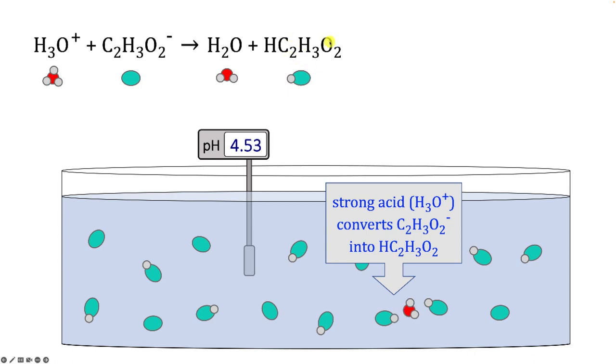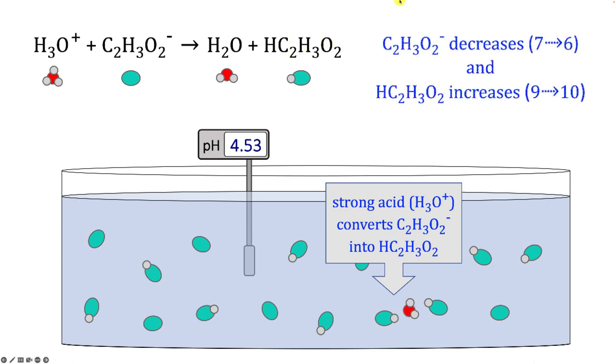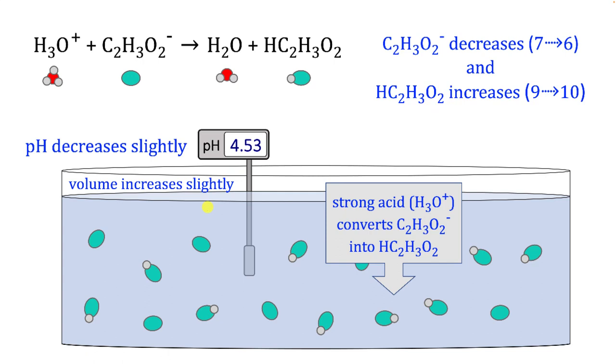In this case, we have a further decrease in acetate ion from 7 to 6, a further increase in acetic acid from 9 to 10. We'll disappear the water into the background. We notice that the pH decreases slightly again. Now it's down to 4.53, and we have a slight volume increase due to the added strong acid.